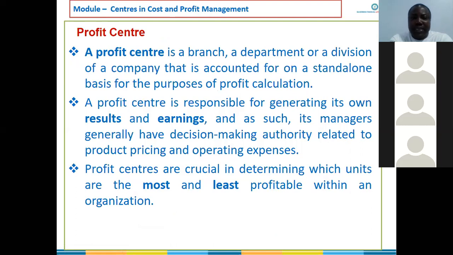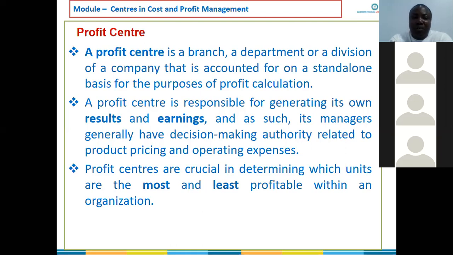So what is a profit center? A profit center is a branch or a department or a division of a company that is accounted for on a standalone basis for the purpose of profit calculation. A profit center is responsible for generating its own results and earnings, and as such, its managers generally have decision-making authority related to product pricing and operating expenses. Profit centers are crucial in determining which units are the most and least profitable within an organization.